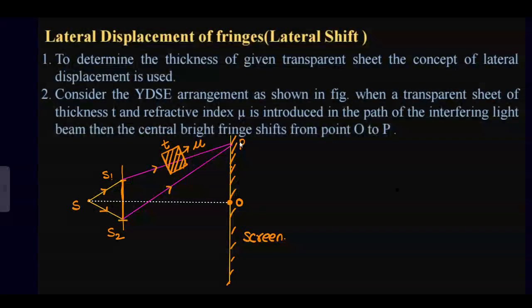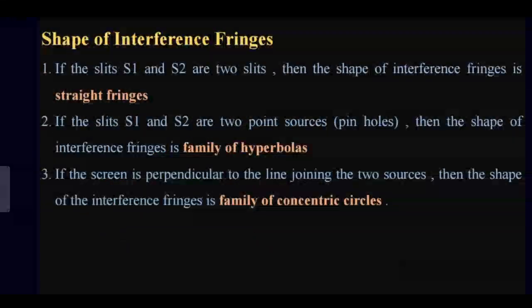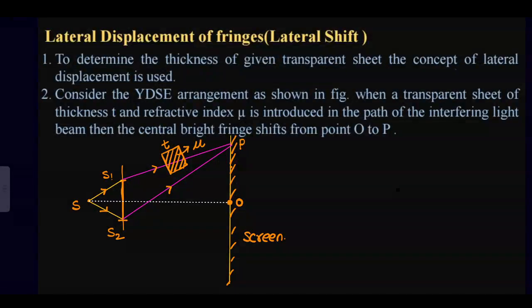Now this is called the fringes being displaced from O to P. This is called the lateral displacement or lateral shift. That lateral shift we are going to analyze now. Let's see things one by one. Because of placing this slab here, the fringes are displaced. So let's see this one by one, and we will highlight the points.